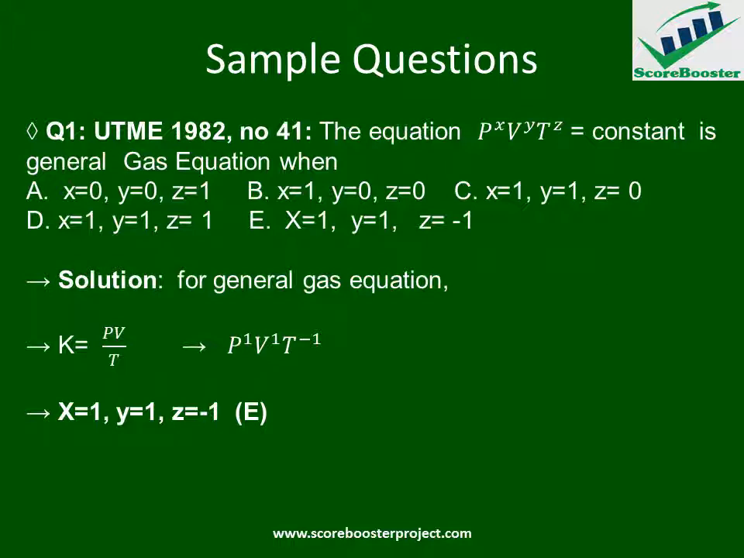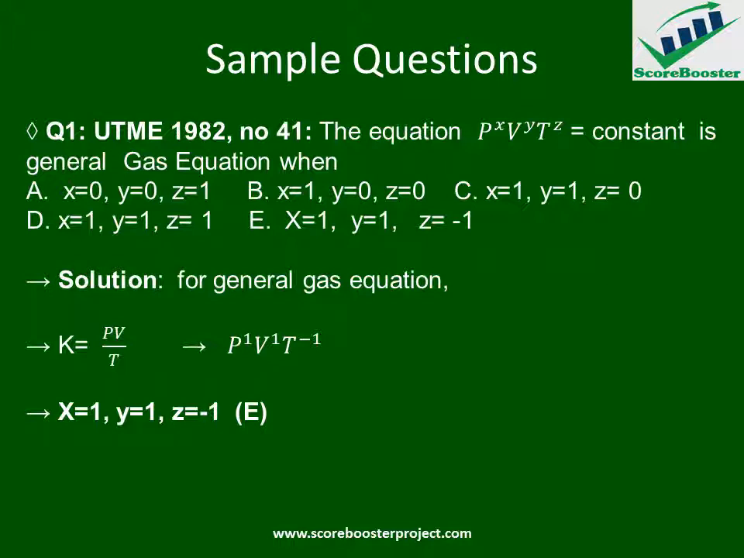Option A is x equals 0, y equals 0, z equals 1. Option B says x equals 1, y equals 0, z equals 0. Option C says x equals 1, y equals 1, z equals 0. Option D says x equals 1, y equals 1, z equals 1, while option E says x equals 1, y equals 1, z equals -1.